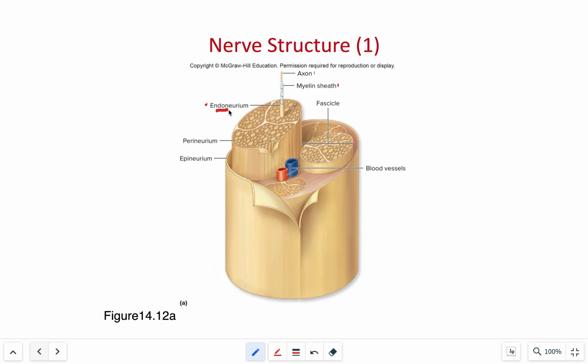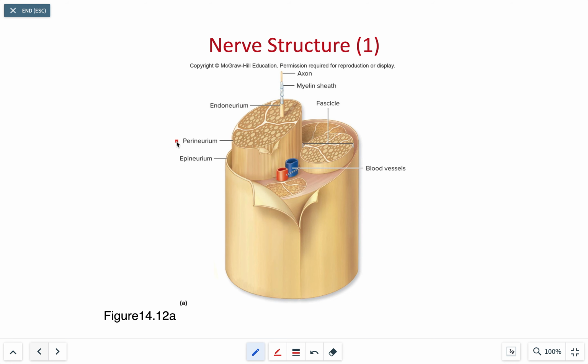Before we move further out, what we see in this layer also is a thin layer, this white substance right here, a delicate layer of areolar connective tissue that helps separate and electrically isolate each one of these individual axons. Also within this connective tissue, it's not pictured here, but we have a series of capillaries that are going to help supply each one of these individual axons.